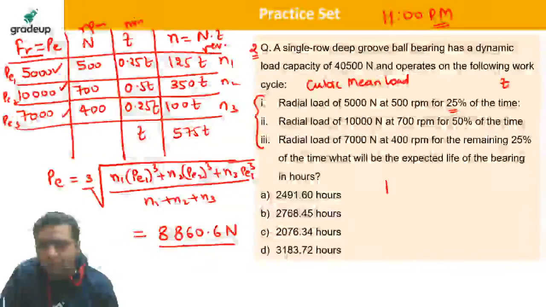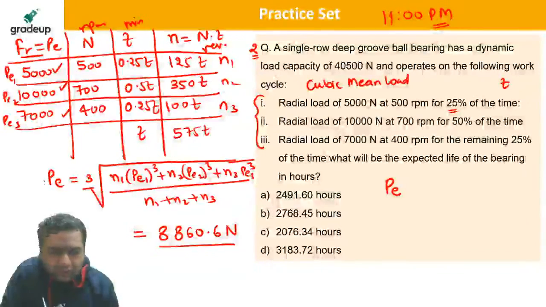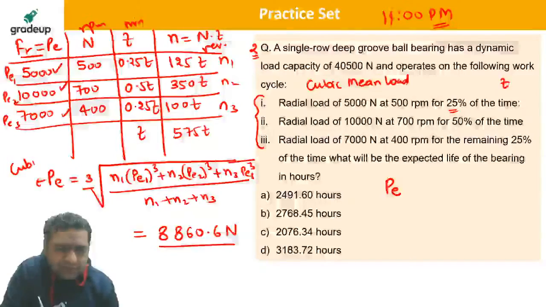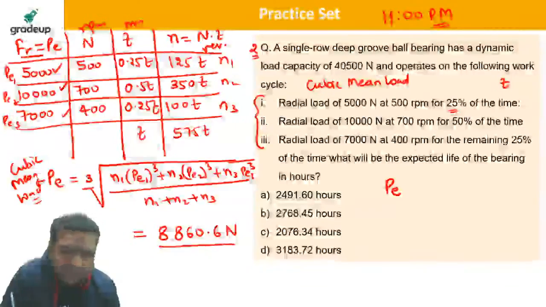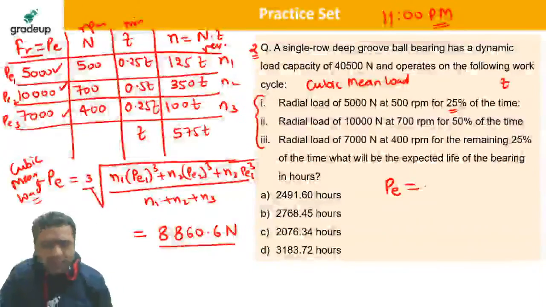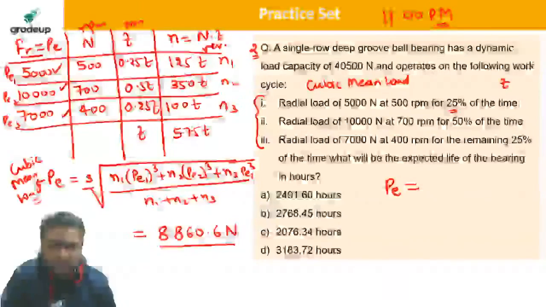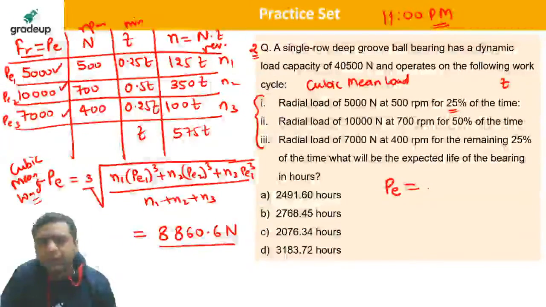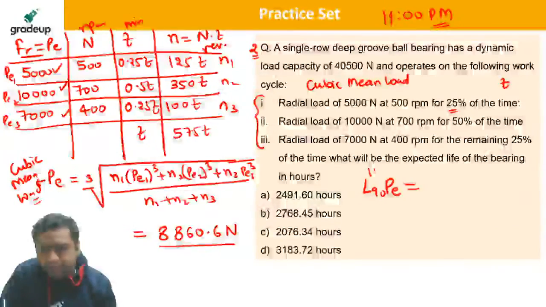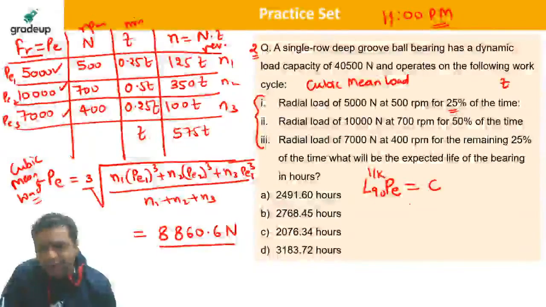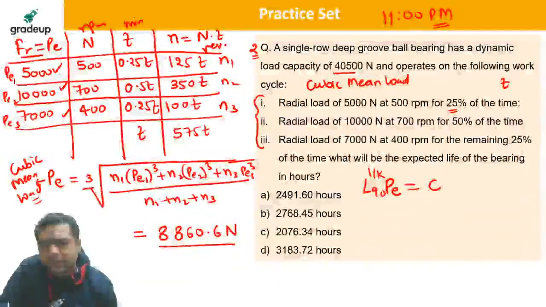Use the equation equivalently. This is the cubic mean load basically, so this will be considered the equivalent load now. If others are getting the value Akhilesh is getting, then I will check it. Otherwise, don't worry, the main thing is the concept. Calculation in exam you have to do only. So if we say P E into L to the power 1 by K is equals to C, the dynamic load carrying capacity which is given to you.